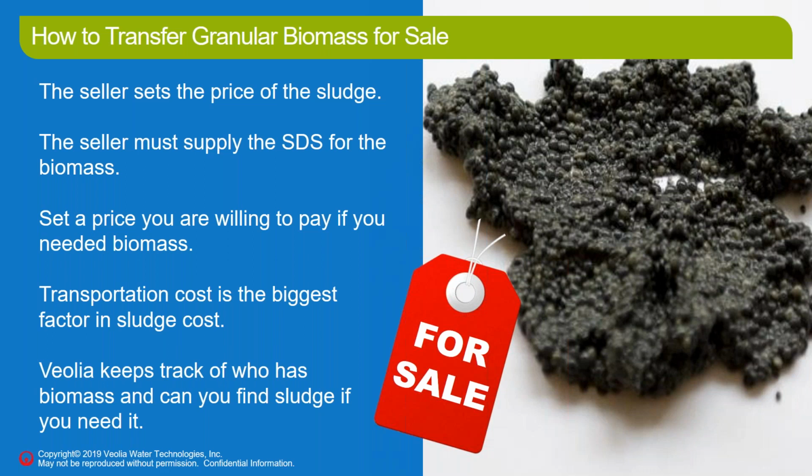So Veolia keeps track of who has sludge and who doesn't, and we'll try to find a home for it. Or if somebody needs it, we'll try to find some for them. And because the transportation cost is always the most expensive part of the transaction, we will try to find sludge as close as possible to your location. Can't always promise that, but we try our best to do that so that we can keep the cost down for you.